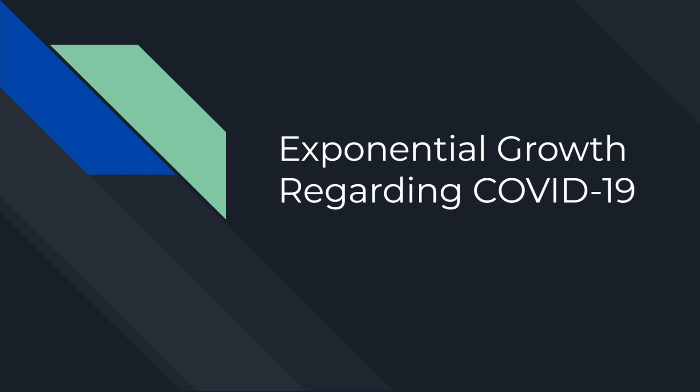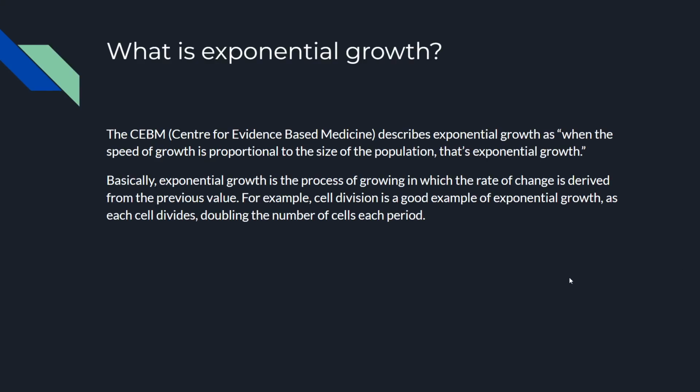Alrighty, we are looking at exponential growth regarding COVID-19. So, what is exponential growth? Well, the Center for Evidence-Based Medicine describes exponential growth as when the speed of growth is proportional to the size of the population. So basically, it's the process of growing in which the rate of change is derived from the previous value.